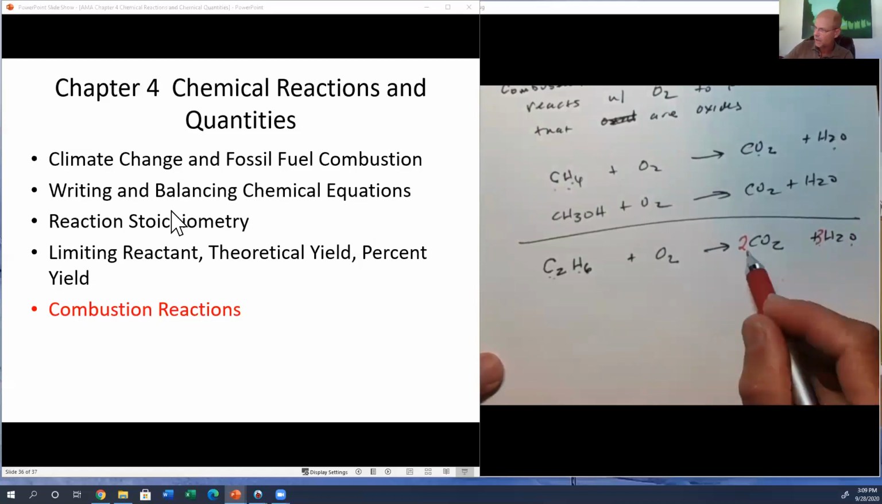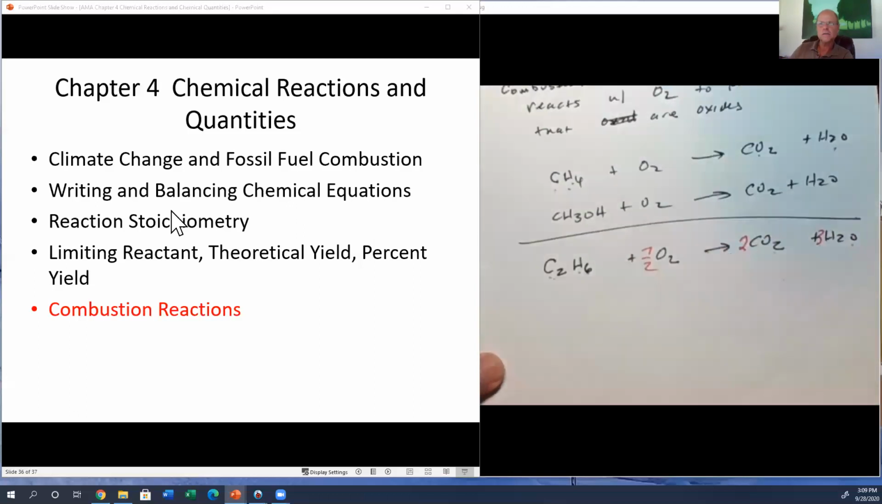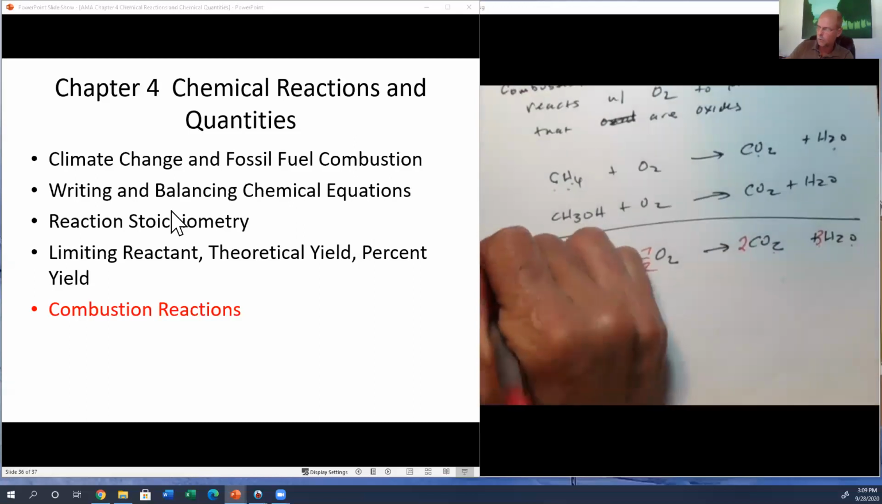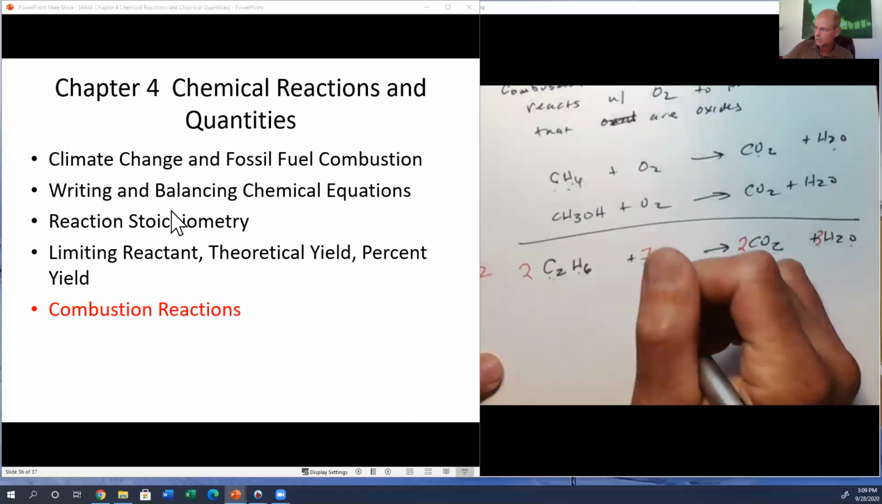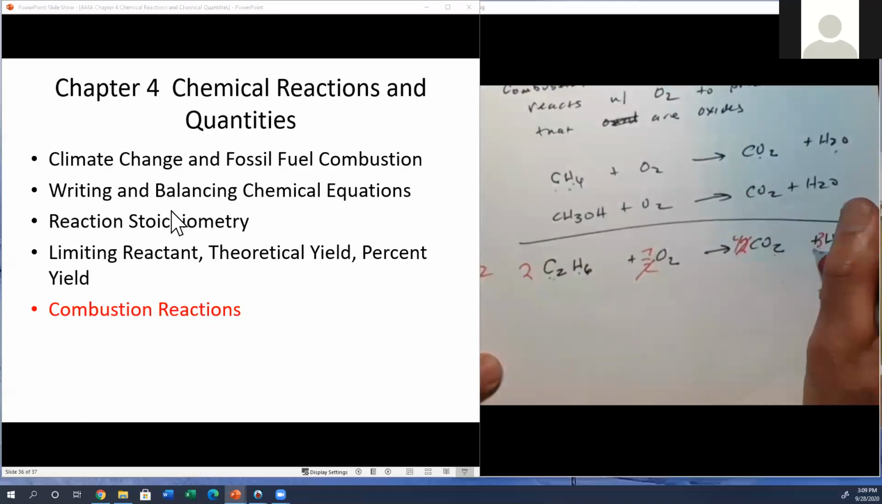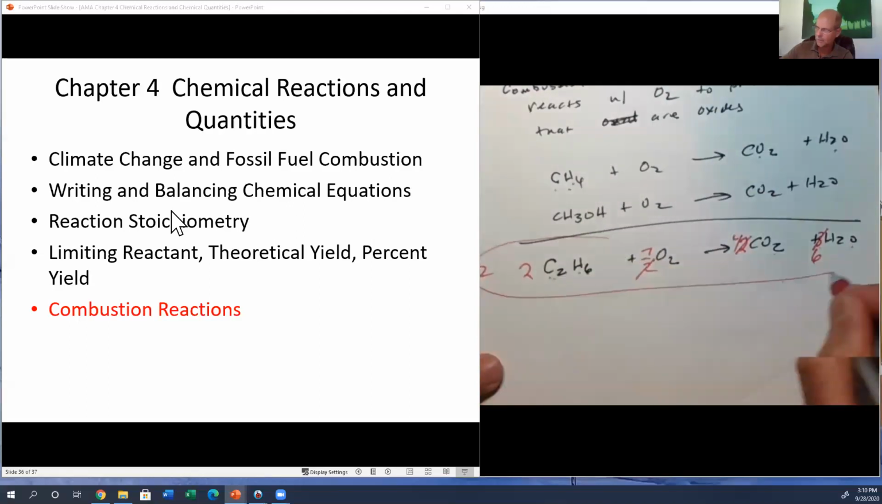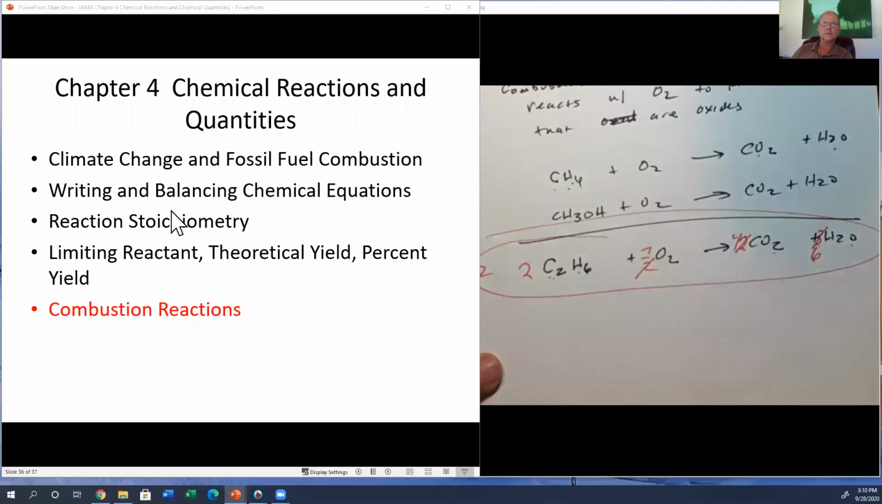I got 3 and 4, right? 2 times 2 is 4, plus 3 is 7, so I need a 7/2 here, right? And then finally, I want to clear that fraction, so I want to multiply everything by 2. So that's 2. That becomes 7. That becomes 4. And that becomes 6. And there is a balanced combustion equation for C2H6.